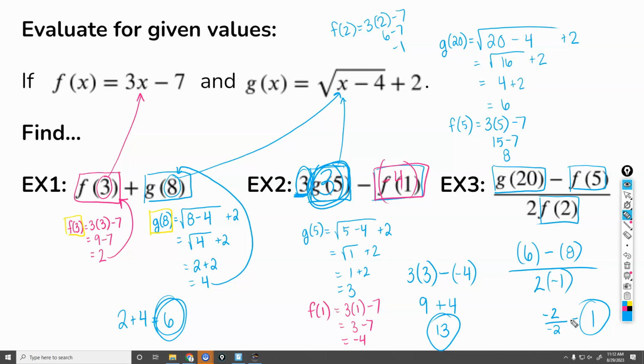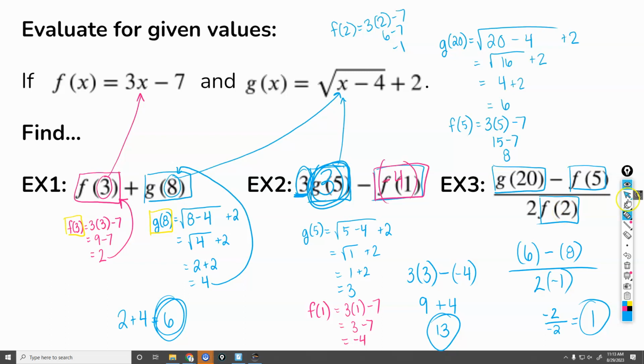Where'd you get the 3 from? This 3 right here is from your equation. From our equation. Yeah. Because we just put the 2 where the x was at. So 3 times 2 minus 7 is what we're doing to find this piece right here.